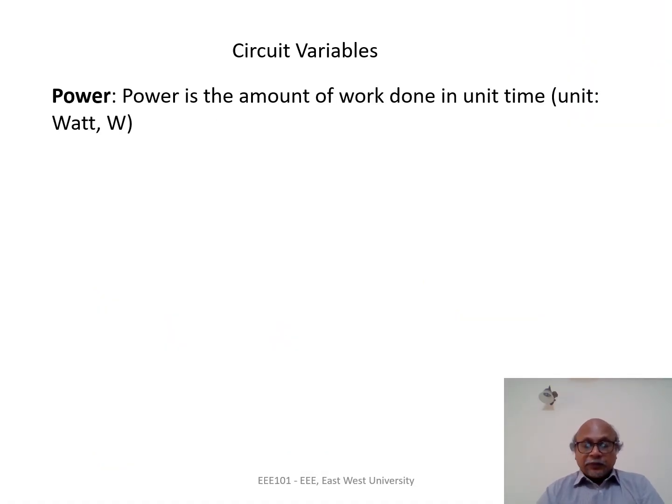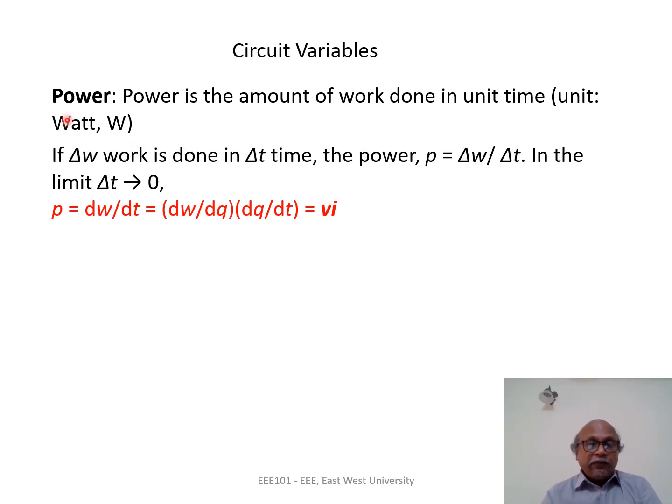Okay, next we talk about power. Power is the amount of work done per unit time or in 1 second. The unit of power is watt, represented by uppercase W. So if we do ΔW amount of work in ΔT time, the power is ΔW over ΔT. Again, in the limit, when ΔT is small, this division becomes a derivative.